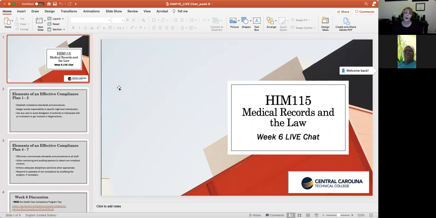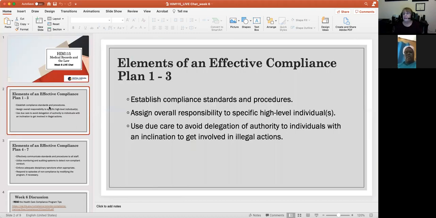Okay. But all right, so we're talking about the elements of an effective compliance plan, because this is how you are going to support your facility and the individuals within it, including yourself, to make sure that you are complying with the legal aspects of your responsibilities.